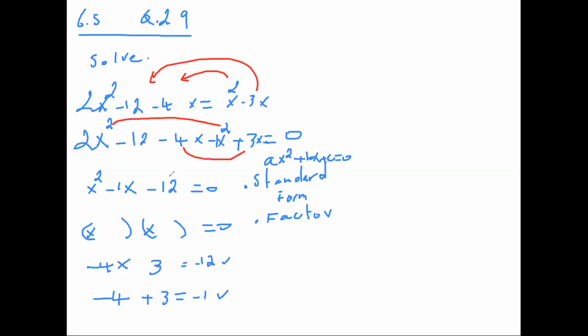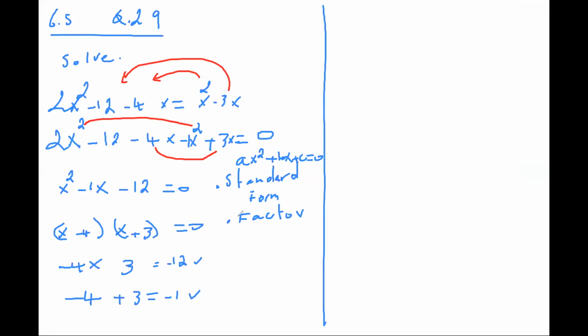You might think about trying 2 and 6. It may work for multiplication, but it will not work for addition. You can't get -1 from 2 and 6. So you have to play around with it. Usually there's a couple of combinations, but only one of them works perfectly. No other combination can work at the same time. So that's an important part. The numbers we're looking for are -4 and +3.